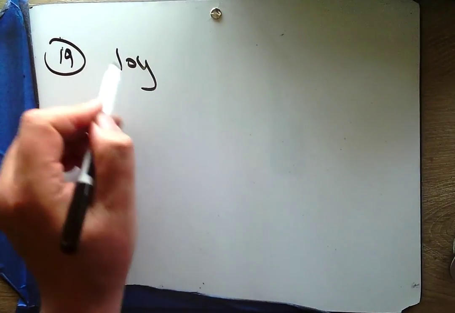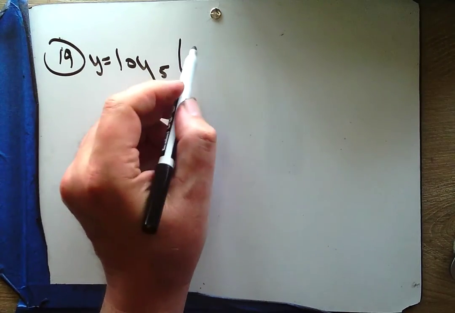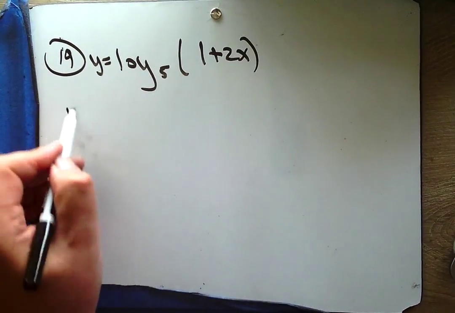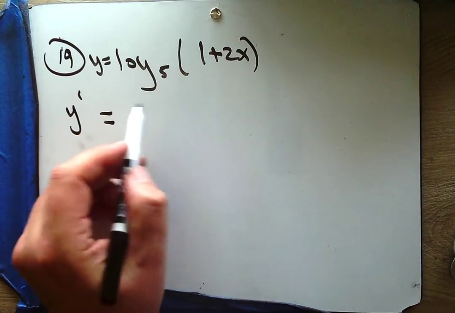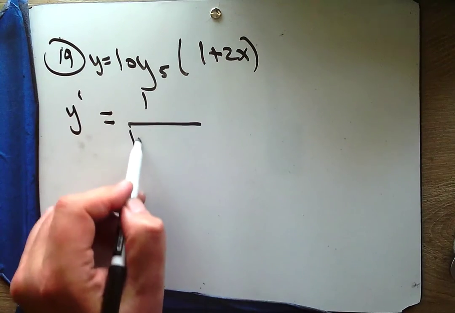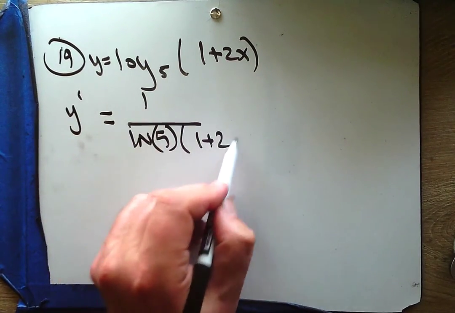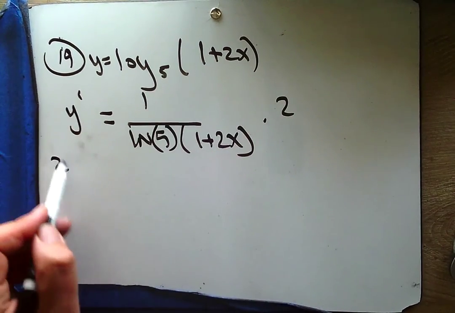19. Log base 5 of 1 plus 2x. Okay, so we know that the derivative of log of stuff is 1 over ln of the base times stuff times the derivative of stuff.